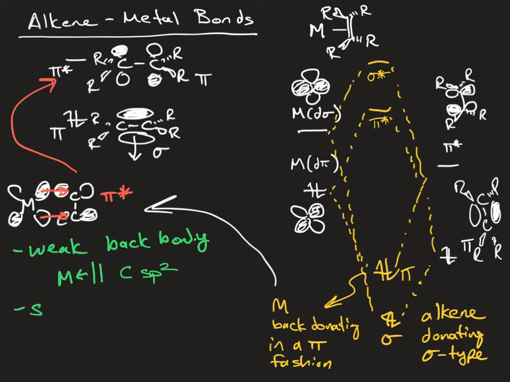In the case of strong back bonding, what we're essentially doing is we're putting electron density into that pi star orbital and breaking the carbon-carbon bond. So we can think about this as the metal now forming bonds to those two carbon atoms, and these carbon atoms being nominally sp3 hybridized now. And you would see an elongation in that carbon-carbon bond as back bonding increases.